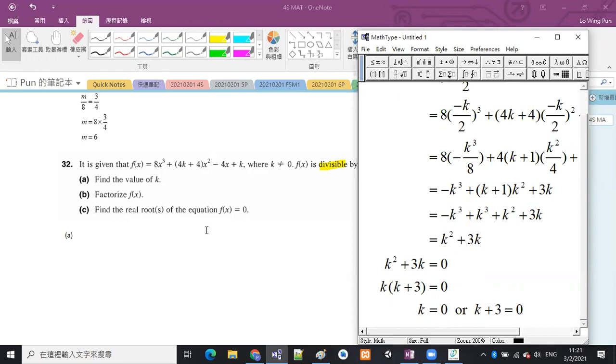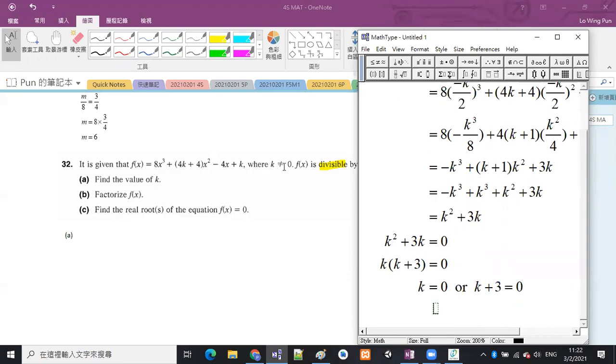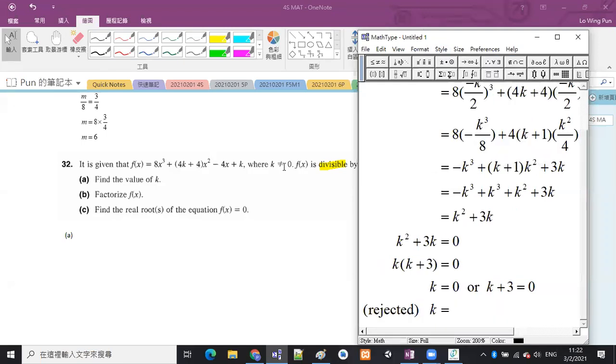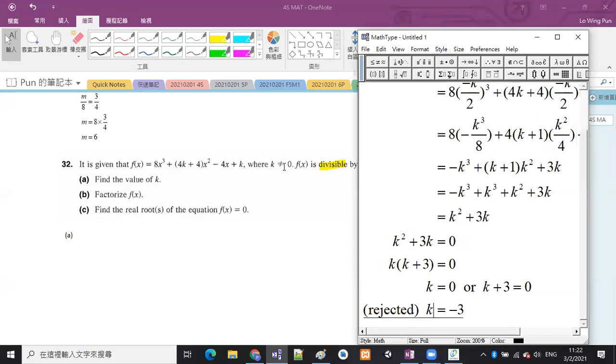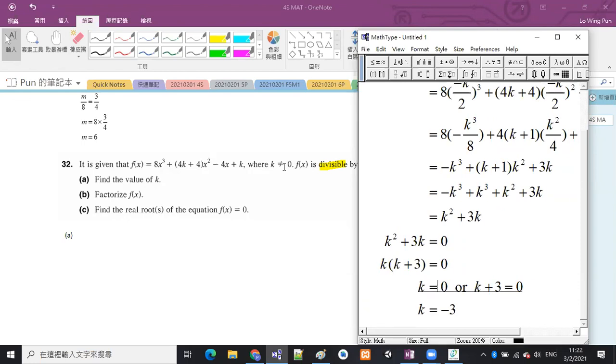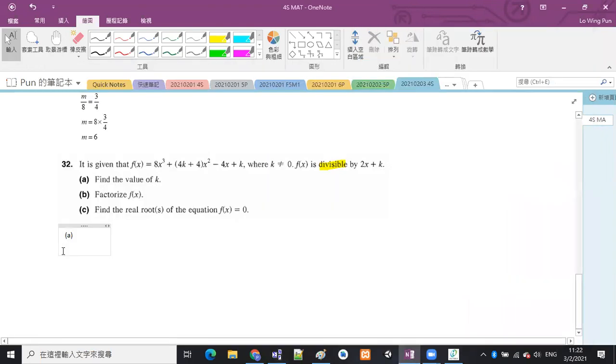Okay, k equals 0 is already the first answer, but the question tells you that k cannot be equal to 0. So this one should be rejected. Okay, and then k is equal to -3. So there's only one answer of k.